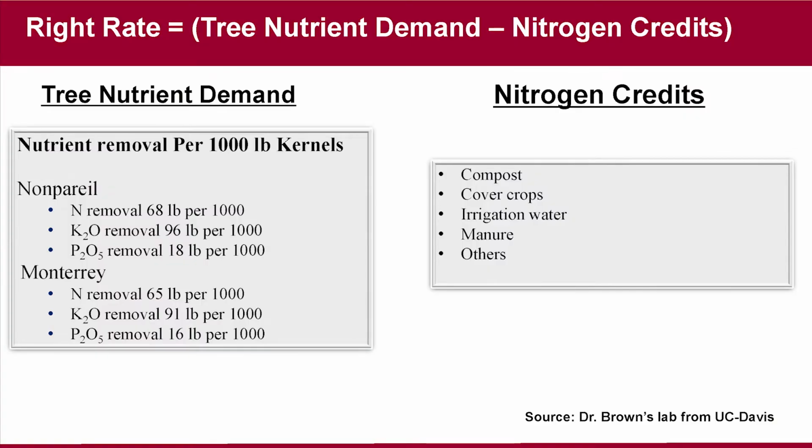And here's where we incorporate that for every 1,000 pounds of kernel produced, there are about 68 pounds of nitrogen that are removed from the orchard. Okay? And you have the other numbers there for potassium and phosphorus. So that's a great piece of information. We now know, thanks to the robust results, how much nutrient is removed by the crop and how much nutrient the tree needs.